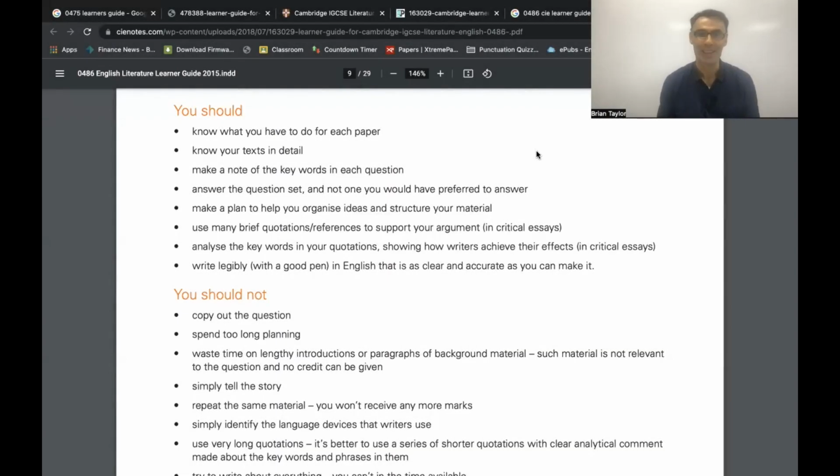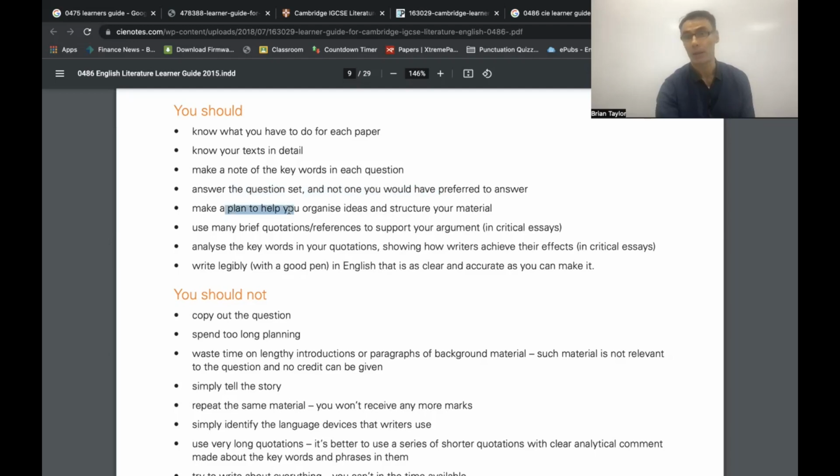Okay, so if you've got this far, you can have some bonus tips from the exam board. These are things you probably know you should be doing and shouldn't be doing, but it never harms to be reminded. Let's take a look. Make a note of the keywords in the question. That's straightforward and that's good advice for any exam. Answer the question set, not the one you would have preferred to answer. You know, it's text and question. This is the text that you're referring to, and this is the specific question that you're answering.